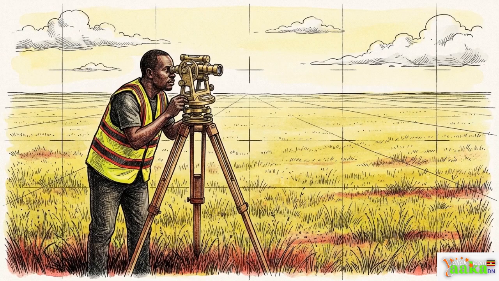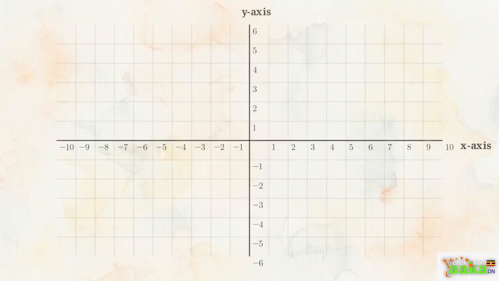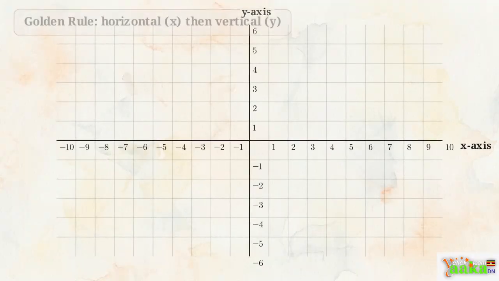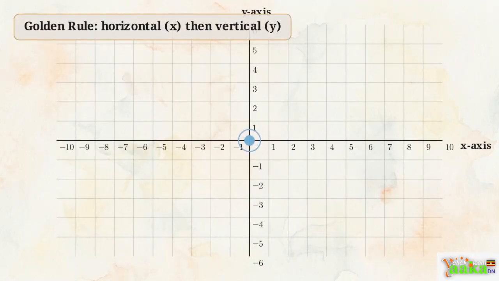A surveyor mapping a triangular plot of land in Wakiso uses this mathematical system to place boundary flags. To place the first flag at coordinates -4, 2, we apply the golden rule. Starting at the origin, we walk 4 units to the left into negative numbers on the x-axis, then climb 2 units up the y-axis. The second flag is at 3, 2.